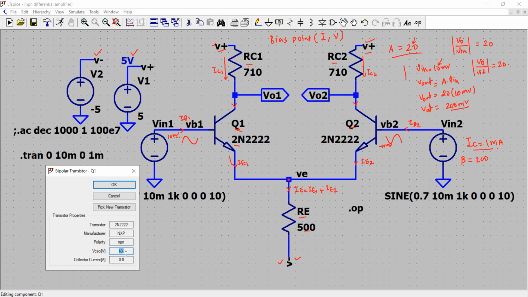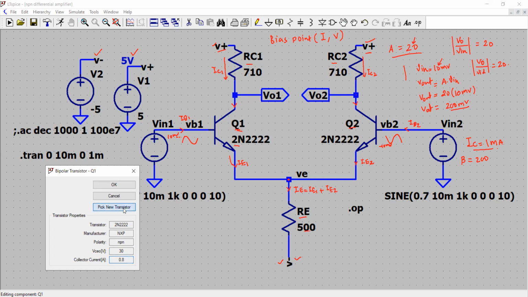The specifications are that you can have a maximum of 30 volts across the collector and emitter of these transistors, that is VCEO. O stands for open circuit voltage. And the collector current the transistor can withstand is about 800 milliampere.